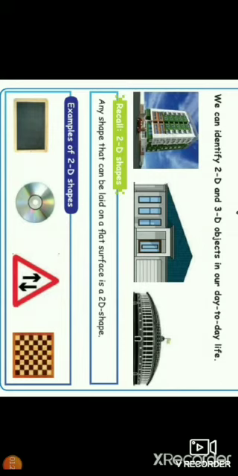So these are the examples of 2D shapes, all from our day-to-day life: our apartment, house, and court. Here is also the 2D shapes definition: any shape that can be laid on a flat surface is a 2D shape. These are the examples: slate and CD, then this triangular shape, and this is our chessboard.